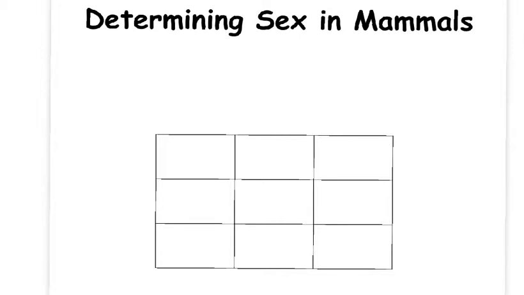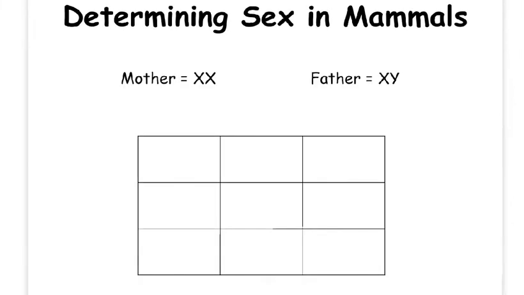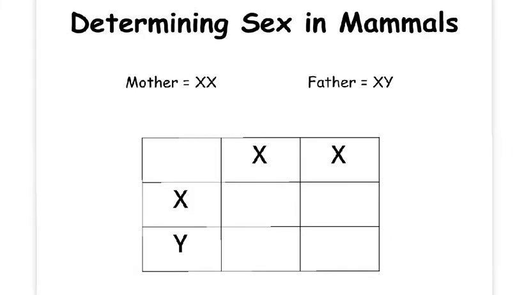We can use a Punnett square diagram to show why there is a 50-50 chance of a child being male or female. Firstly, we need to identify the mother and father's genotype. As we know that females are all XX, then we know that the mother's genotype must be XX. And we know that all males are XY, so the father's genotype must be XY. We can then put these into our grid. Now, in the middle of the grid, we combine these genes to see what the possible outcomes are.